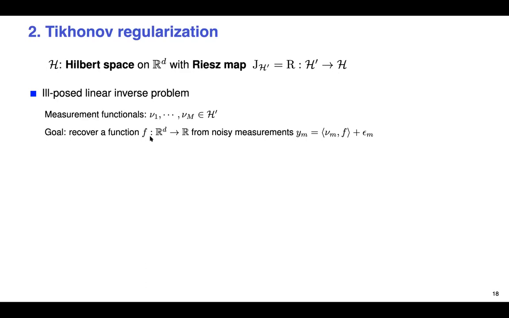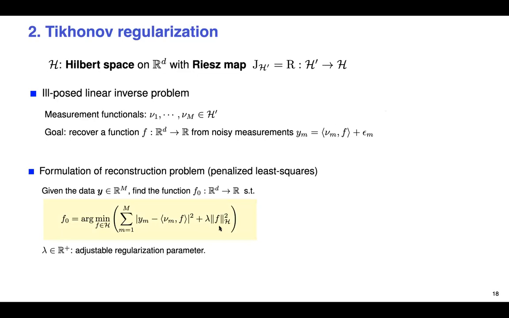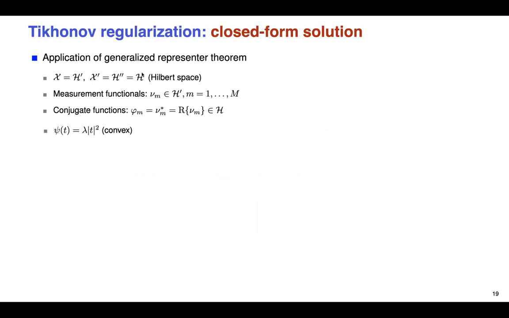So now the goal is to recover a continuously defined function from R^D to R, given some measurements here, which are linear functionals of the unknown function, plus some noise. So then you frame the problem like that. You're trying now to minimize the difference between the data points and the simulated measurements on your function to be recovered, subject to a constraint. And of course, here we're in the Hilbert space, so we're using the norm in the Hilbert space with some adjustable regularization factors.